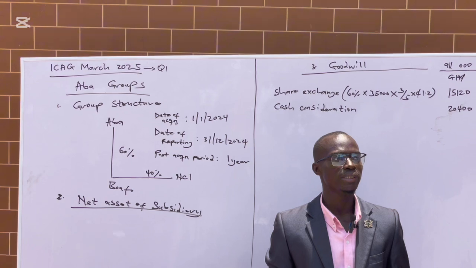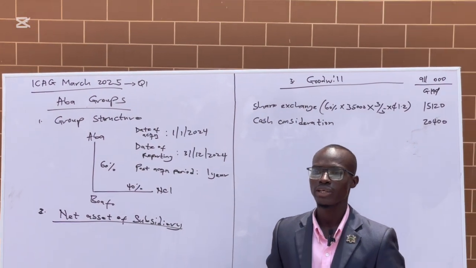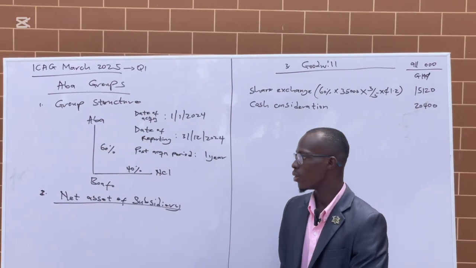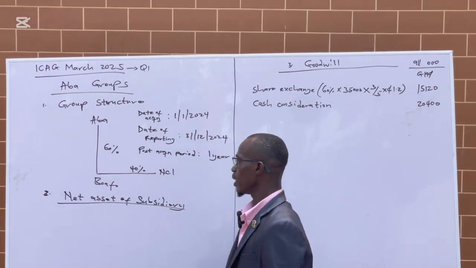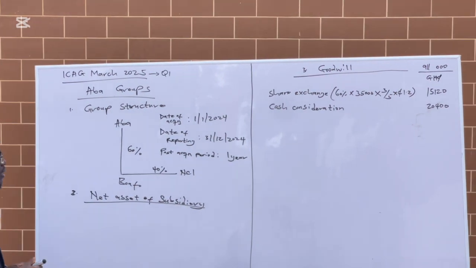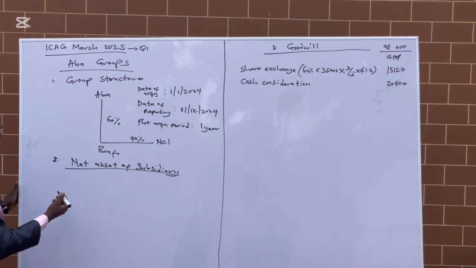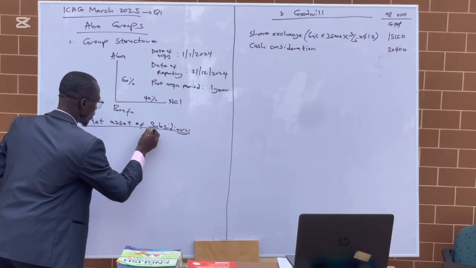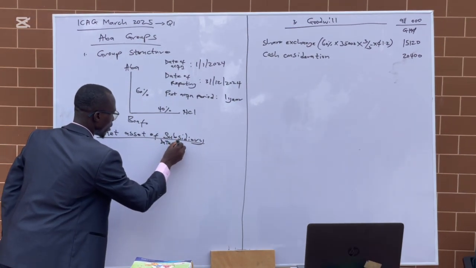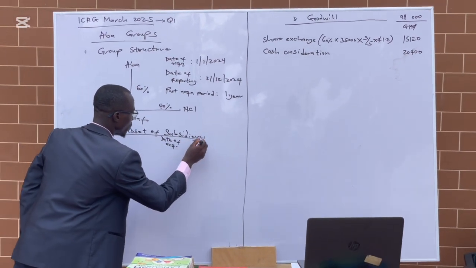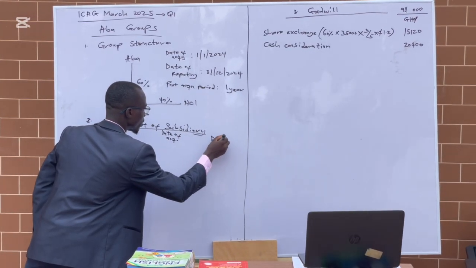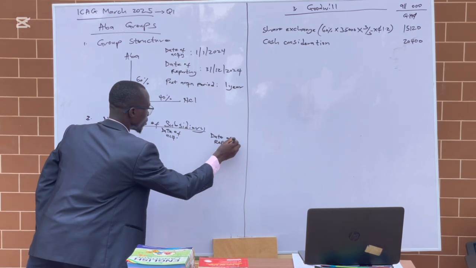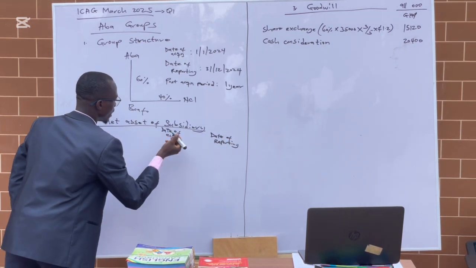So this one I've always been telling you that anytime you are doing consolidated financial statements, probably these things will come in. So this one will come under when you are doing your net asset of the subsidiary. So let me bring this one up so that you guys will get it correct. So for the net asset of the subsidiary, I always say you have to bring your date of acquisition. You bring date of reporting.